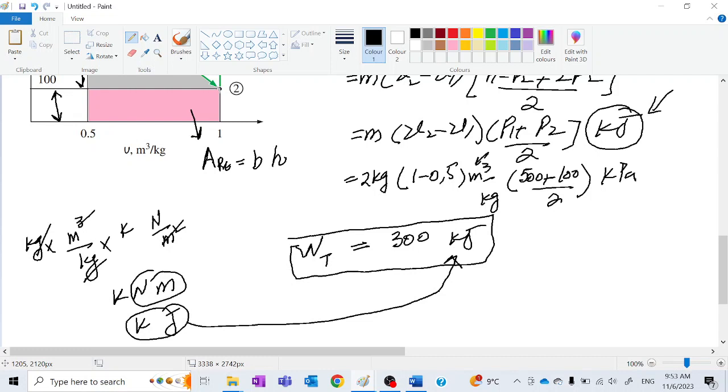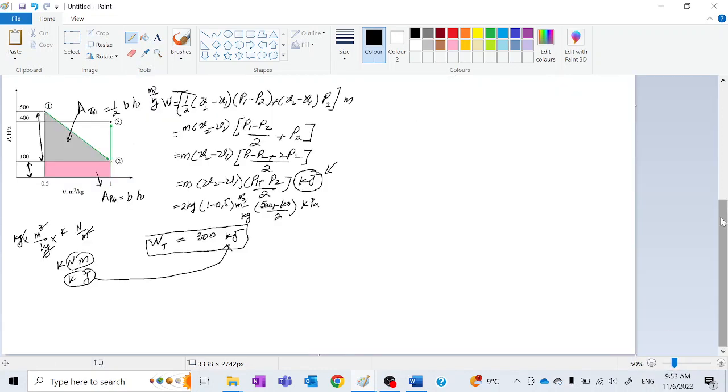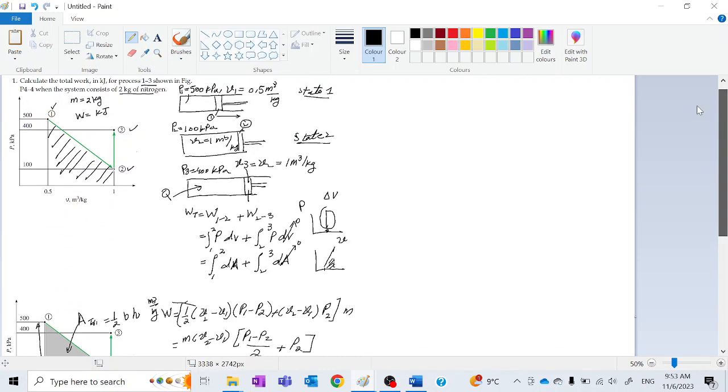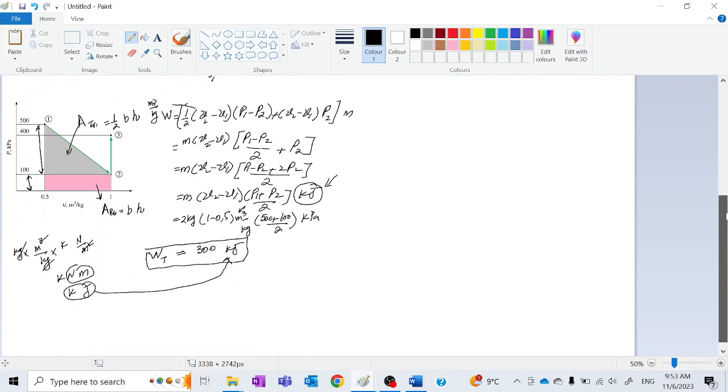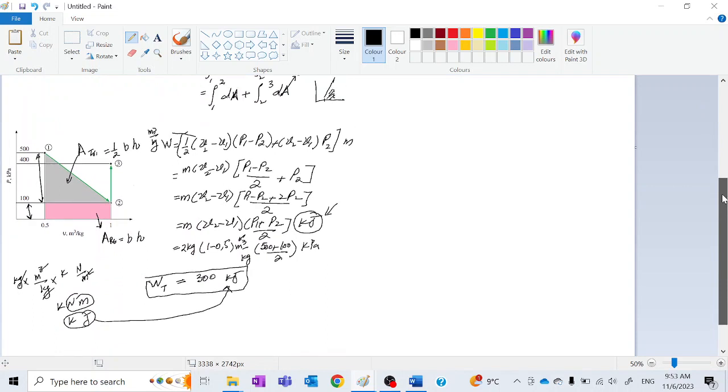So this is how we can solve our problem. If we are given the area under the curve, we can solve the problem by measuring the area under the curve, as we have done in this case. So that's all from my side, and thank you very much.